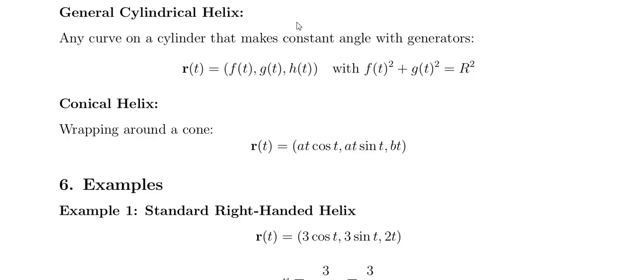makes a constant angle with the generators, that is r of t equal to f of t, g of t, h of t. So what is the property? f of t whole square plus g of t whole square equal to r square. Conical ellipse, that is a cos t, a sin t, bt, is the conical ellipse example.